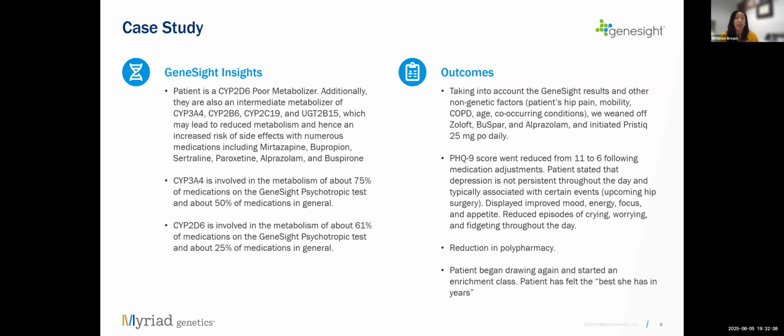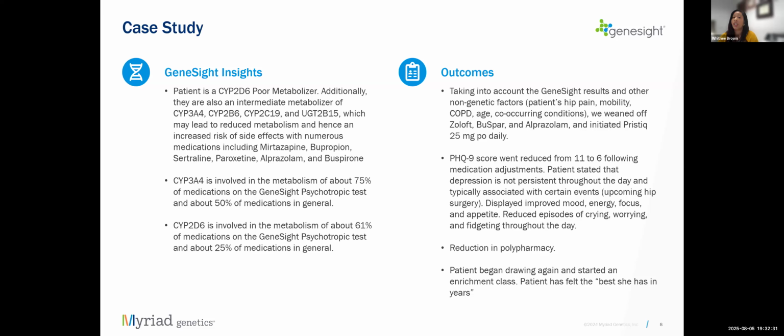So with that being said, again, CYP3A4 is involved in the metabolism of about 75% of those, and CYP2D6 is involved in the metabolism of about 61% of the medications on the GeneSight report, and about 25% of those medications in general.